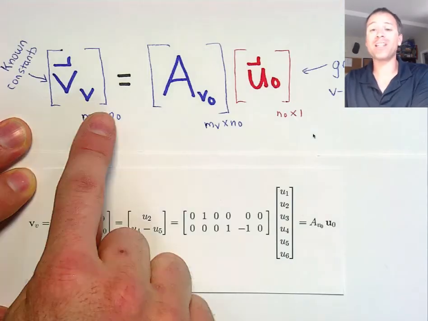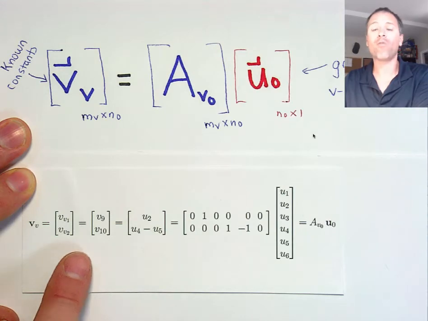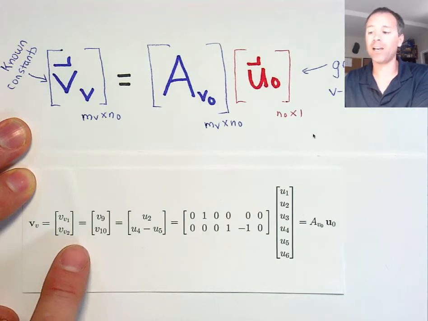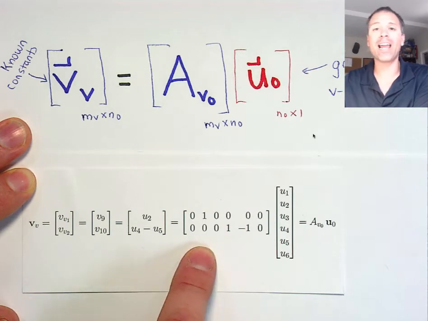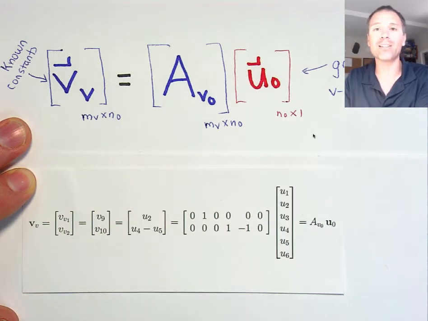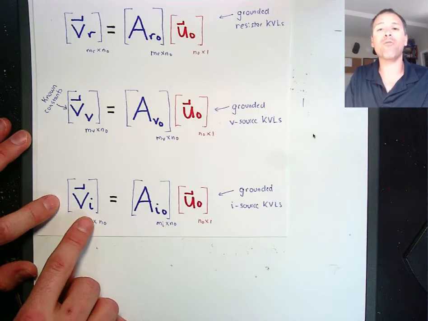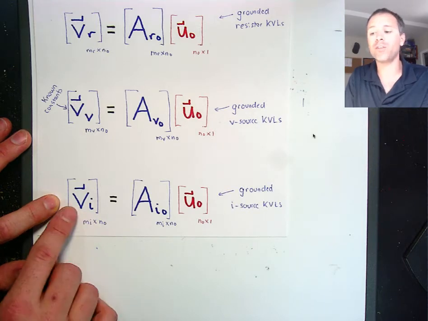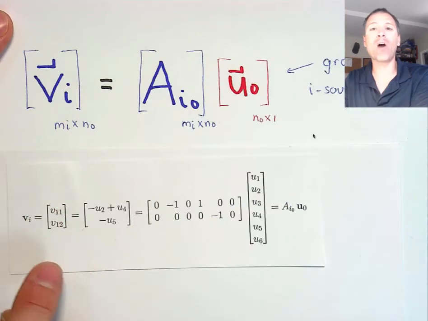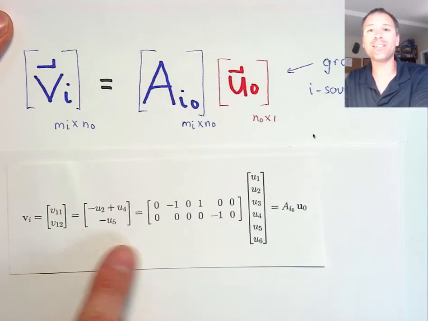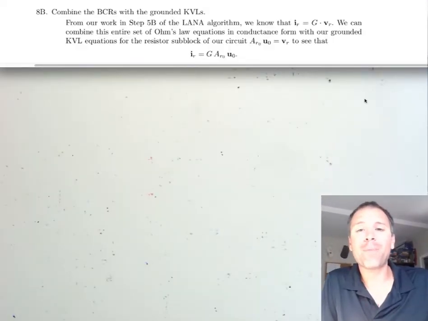For this example, the second subblock equation for the grounded voltage source KVLs looks like this by pulling off the appropriate entries of that larger matrix. The last one, having to do with voltage drops across current sources, is V sub I equals A sub I naught times U naught. The grounded current source KVLs take this form. With that, we finish with step 8a.